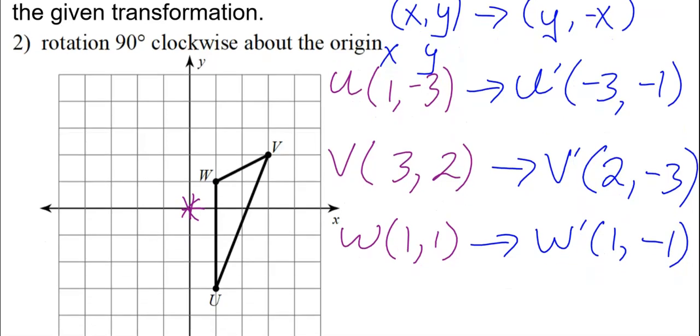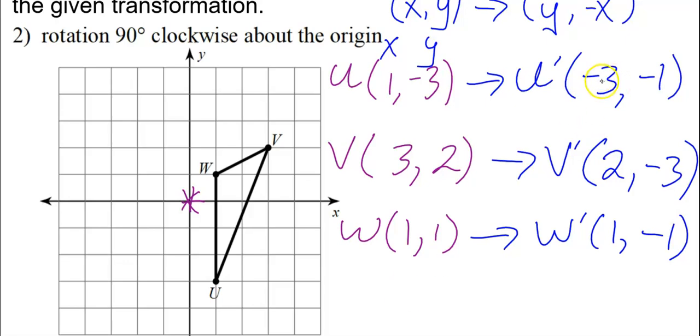And what that's going to look like if we graph it, why don't we graph it? U prime is 3 to the left, 1 down. Here is U prime. V prime is 1, 2 to the right, 1, 2, 3 down. Here is V prime, and W prime is 1 to the right, 1 down.